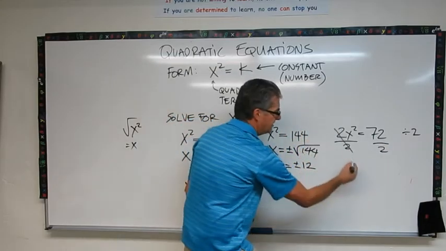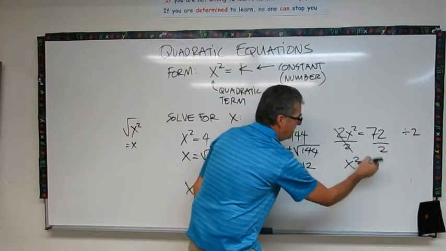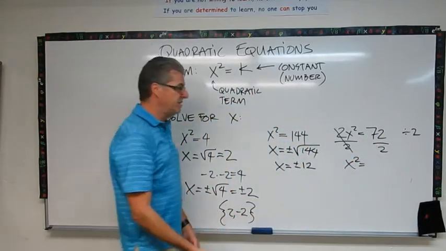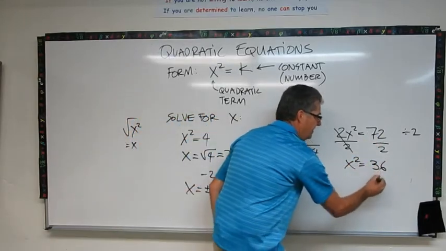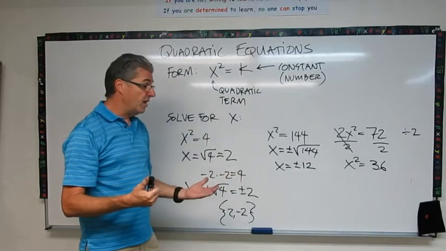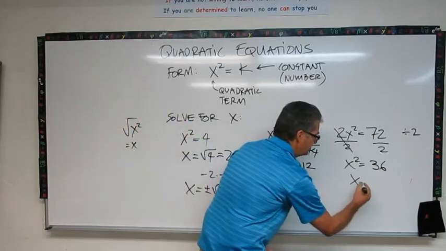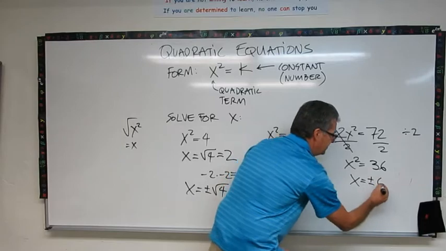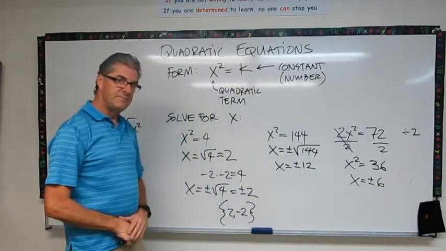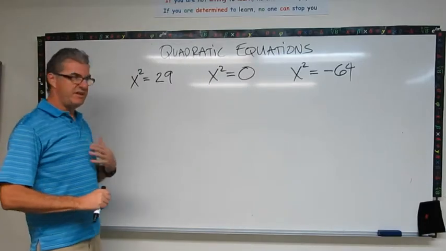That means the 2's cancel, and I have x squared here, and 72 divided by 2 is our friend 36, which is a nice perfect square. So that's going to give us x equals plus or minus 6. Okay, here are 3 problems that we're going to take a look at.